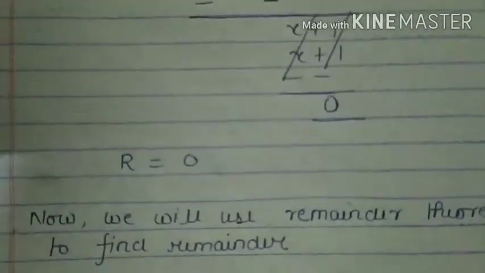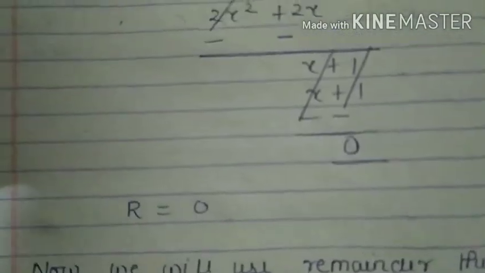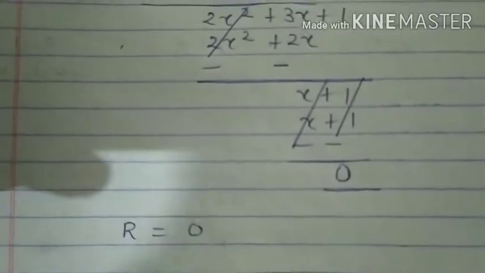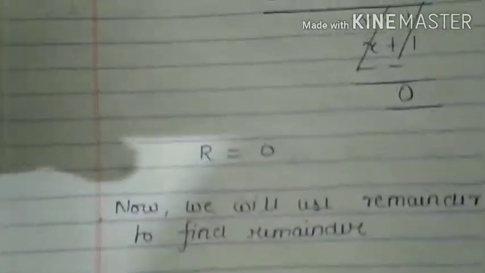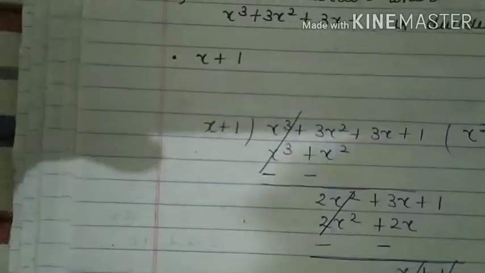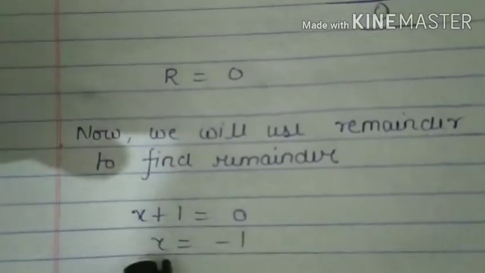What will be new here? We have another method to find the remainder when a polynomial is divided by some other polynomial. In the remainder theorem, whatever you are dividing by, you have to set it equal to 0. And x plus 1 equals 0, we get x equals minus 1.